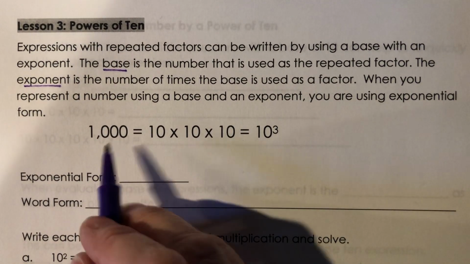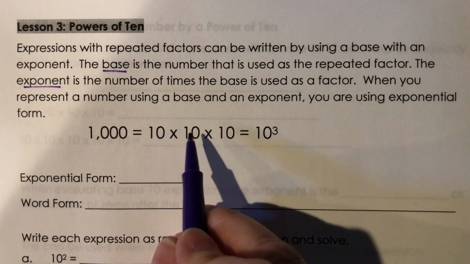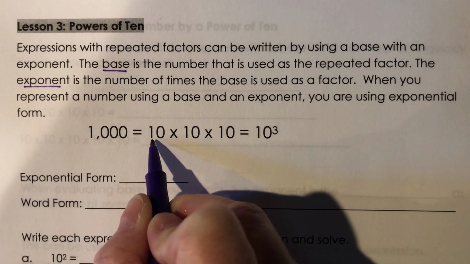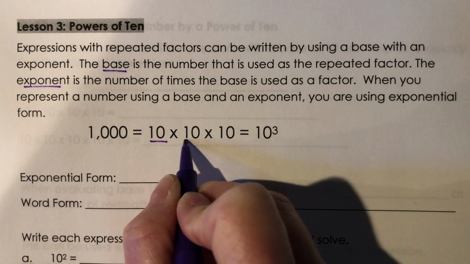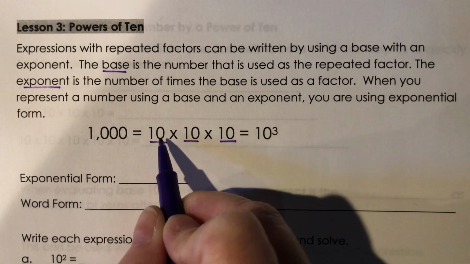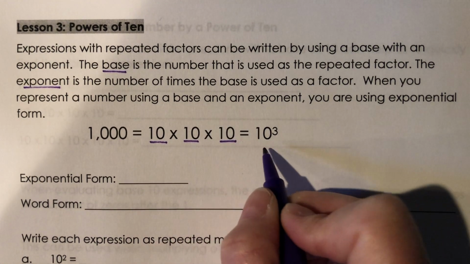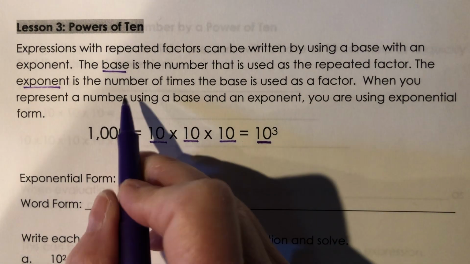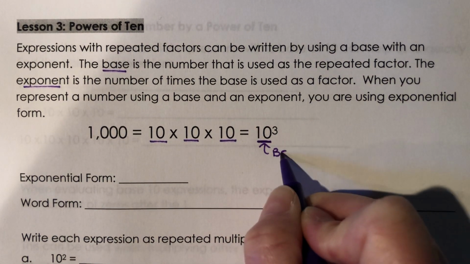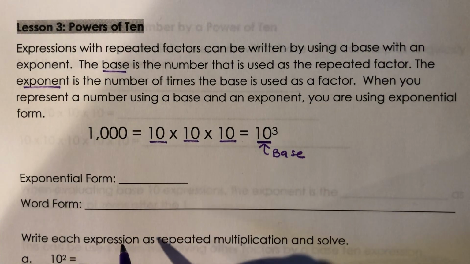So right here I have 1,000, and 1,000 we discussed previously is equal to 10 times 10 times 10. So you can see that I have a repeated factor, right? This 10 right here, I would call a repeated factor because it's the same number and it's being multiplied over and over and over again. So the base is that number that I'm using as a repeated factor. So this 10 right here is called the base. That's whatever number is being repeatedly multiplied.